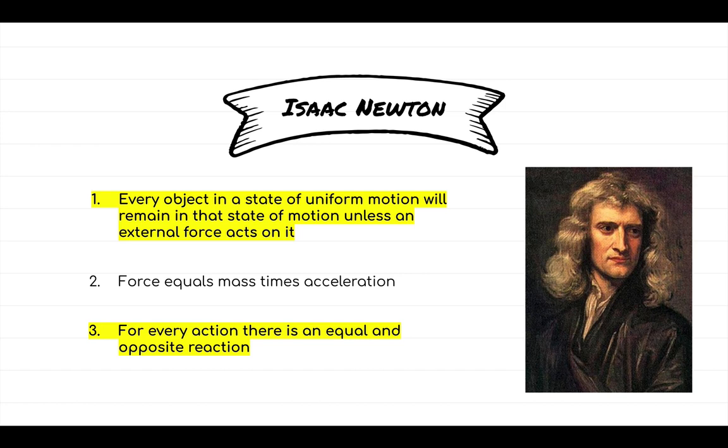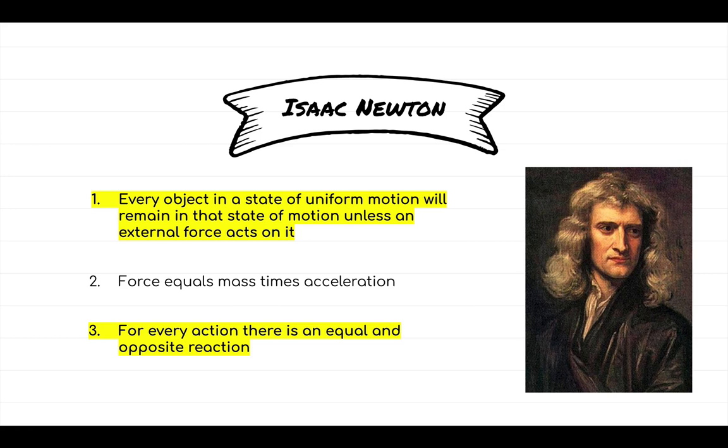Every object in a state of uniform motion will remain in that state unless an external force acts upon it. So something is going to keep moving. If something's moving in a uniform motion, so moving at a steady pace, it will remain that way unless an external force acts upon it. And I know probably some of you are already starting to think, oh, I know an example of that, or I know an example of that in that last video.